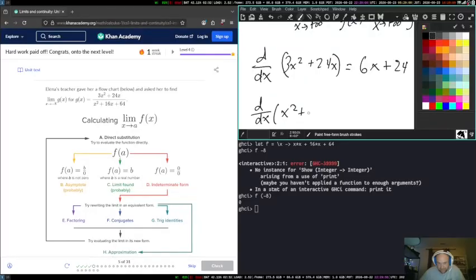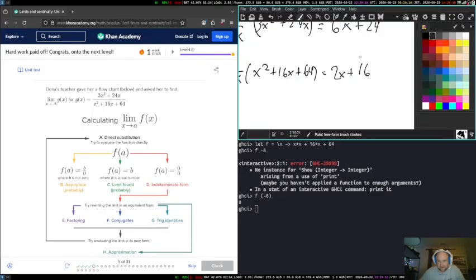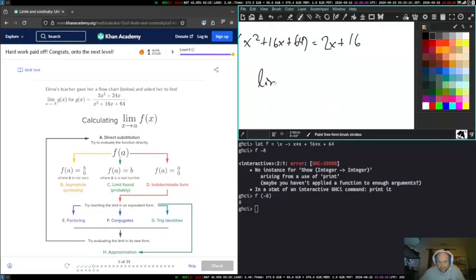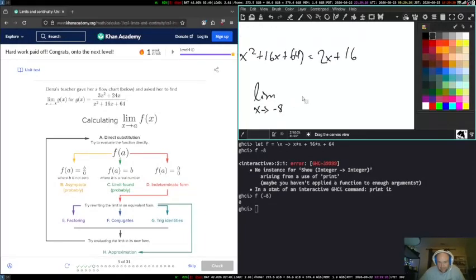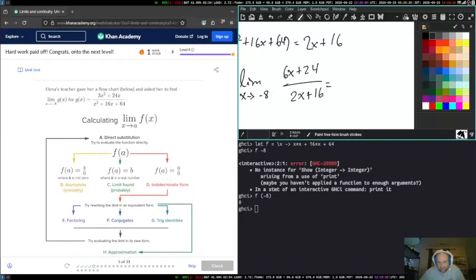x squared plus 16x plus 64. This is going to be 2x plus 16. Then we take the limit as x approaches minus 8 of (6x plus 24) divided by (2x plus 16). You just plug it in, whatever that is.